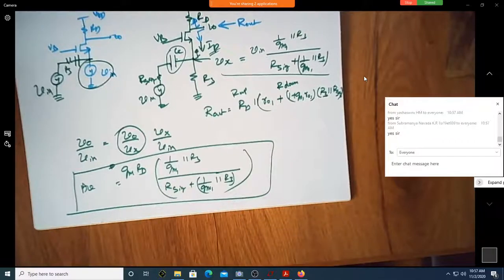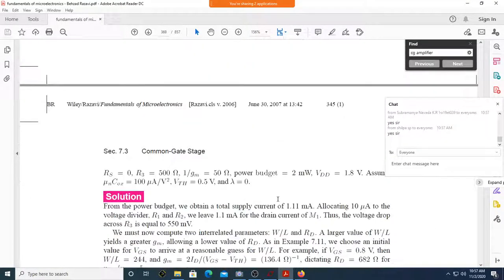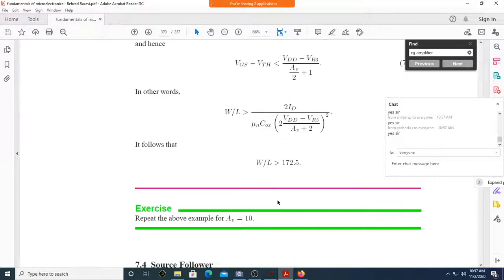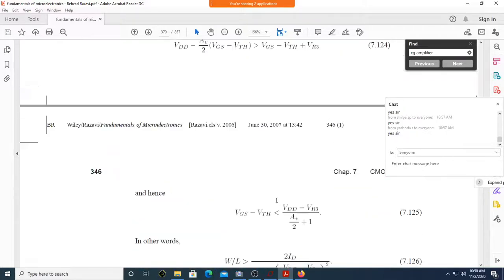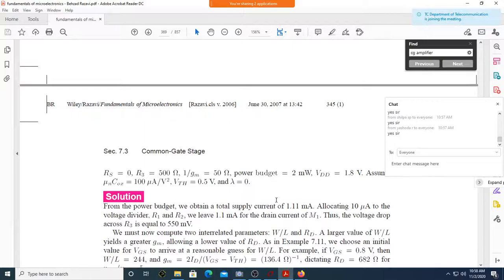AMCD is only this much. If you can catch hold of this, then you can rule AMCD. This is exactly there in your textbook, and of course we have some problems also. You can work on that. Then maybe in the afternoon class we'll see a few more problems on CG amplifier and then move on to CD amplifier.